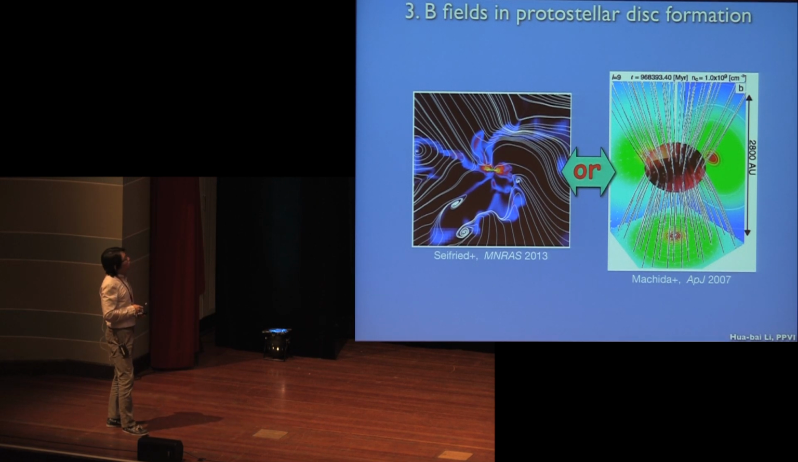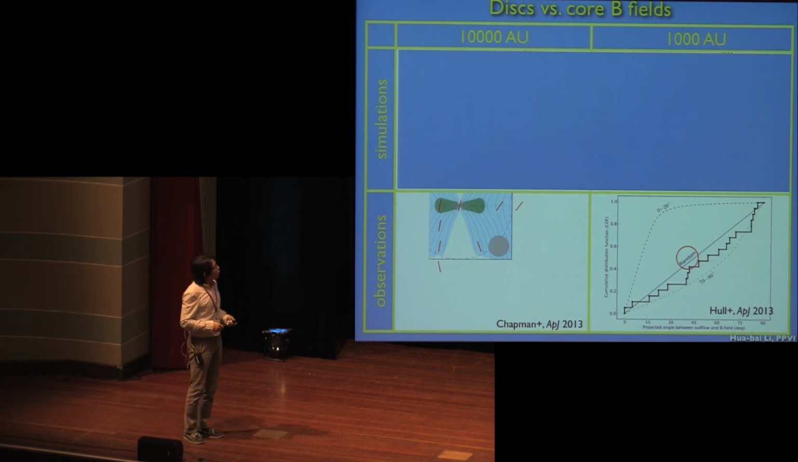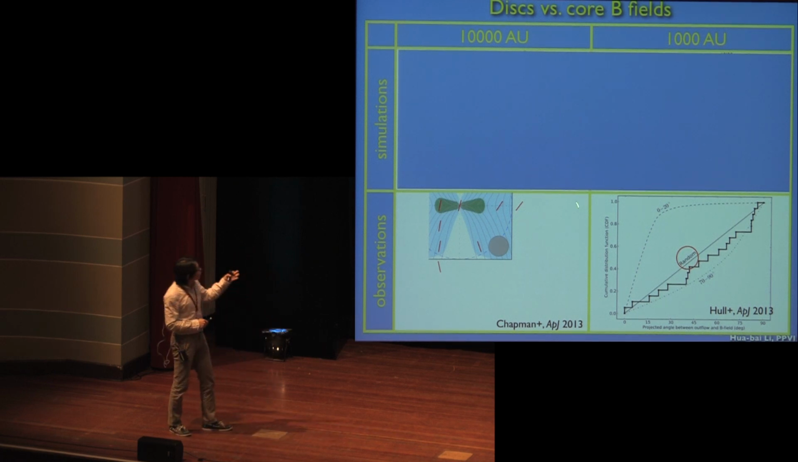So as the last topic of my talk, I want to introduce some recent observations which, well, they claim might be able to put constraints on the disk formation scenario. Well, this looks a little bit different from what I prepared, but from this observation, they find that the B field orientation shown by the red vectors tends to be perpendicular to the disk.